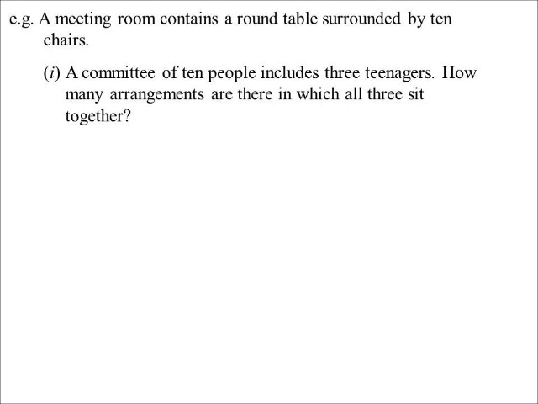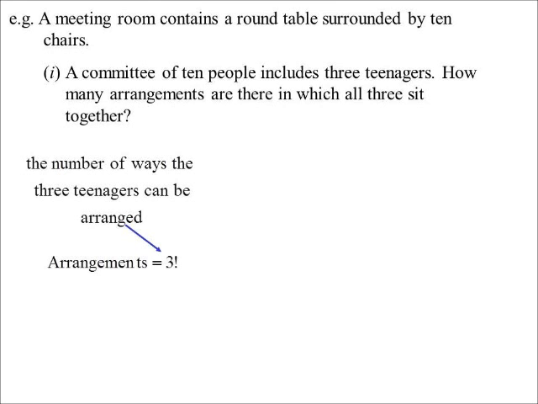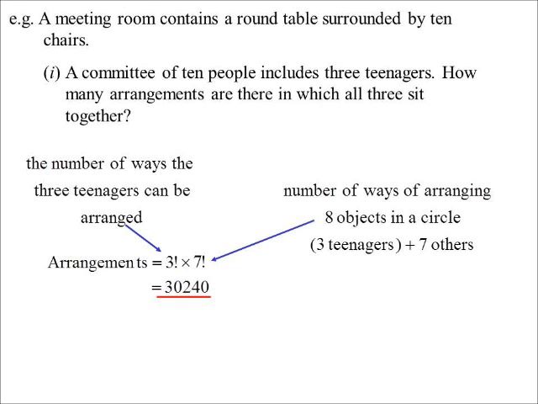A committee of 10 people includes 3 teenagers. How many arrangements are there in which all 3 of them sit together? Okay, so first thing we'll do is organise the 3 teenagers, so 3 factorial ways. I'm now going to arrange all of the objects, but not in a line, in a circle. So the 3 teenagers are now like one object. How many did we have all up? We had 10 people all up. So there's another 7. So 7 plus the group makes 8 objects I'm arranging, but I'm arranging them in a circle rather than in a line. So 7 factorial, not 8 factorial.